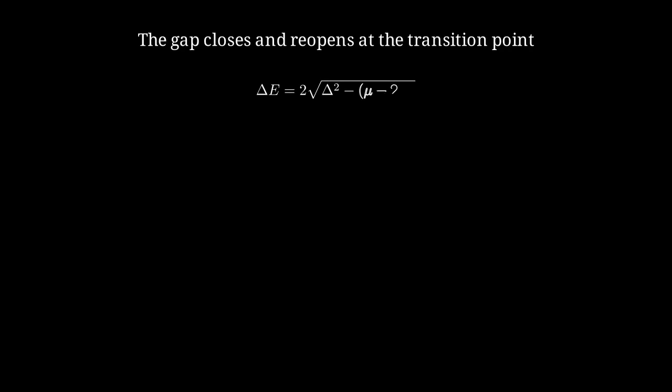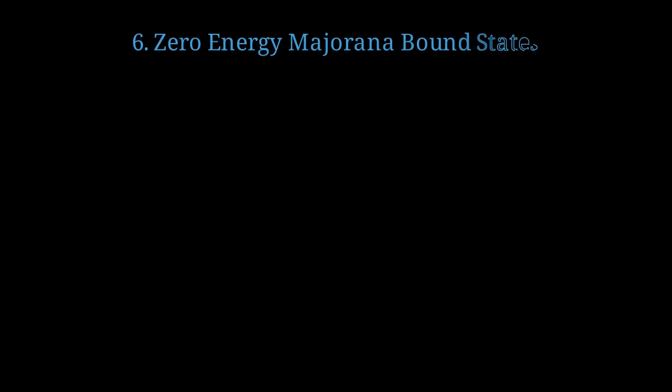The bulk energy gap is given by 2 times the square root of delta squared minus (mu minus 2t) squared. It vanishes exactly at the transition. In the topological phase, the unpaired Majorana modes have exactly 0 energy, a crucial property for their stability. The energy of a Majorana-bound state is exactly zero. This is not an approximation, but an exact result protected by symmetry.